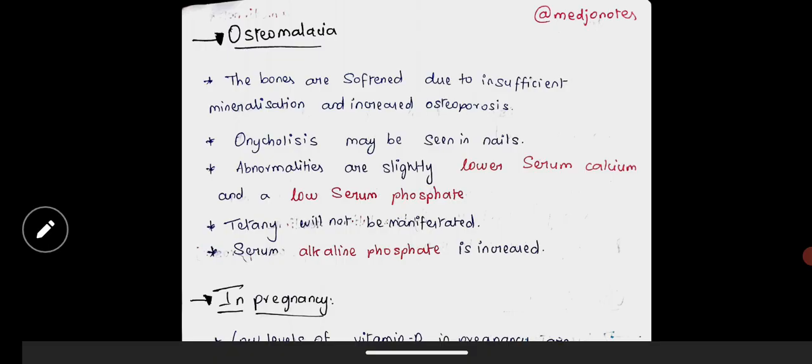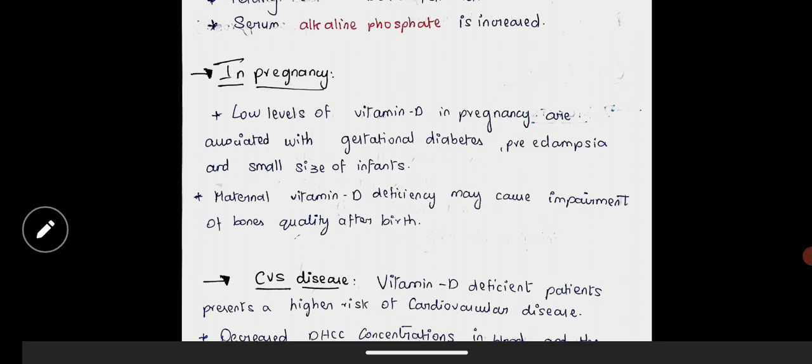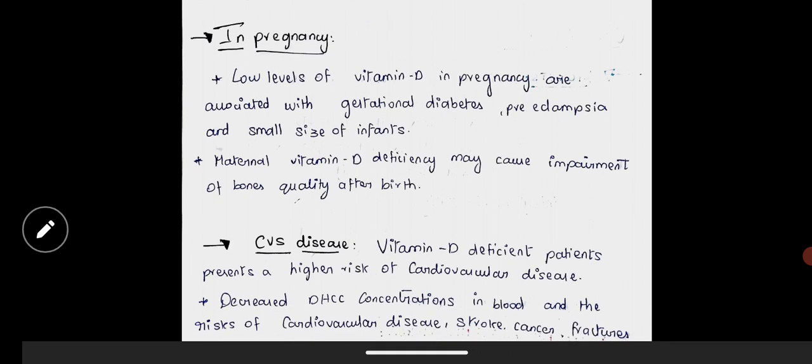Phosphate absorption is increased. Okay, then in pregnancy, low levels of vitamin D are associated with gestational diabetes, preeclampsia, and small size of infants. So what happens when vitamin D deficiency comes in pregnancy? These are the cases. Maternal vitamin D deficiency may cause impairment of bone quality after birth. So the child may have soft and pliable bones. The proper mineralization of bone will not be seen in the child, in maternal vitamin D deficiency.